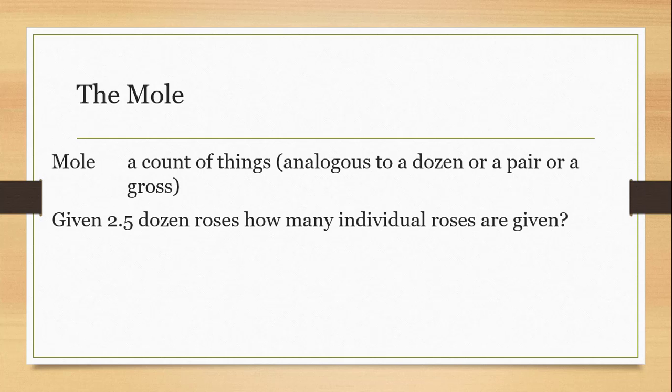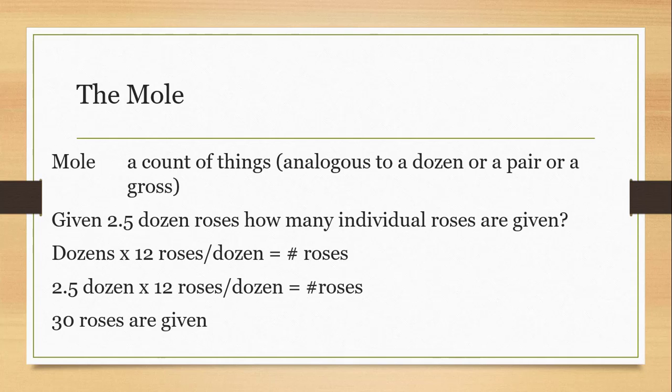So if you're given 2.5 dozen roses, how many individual roses are given? And you know almost intuitively by now that dozens times 12 roses per dozen gives you the number of roses. You plug your values in and you come up with 30 roses. If you can do that, you can work with the mole.